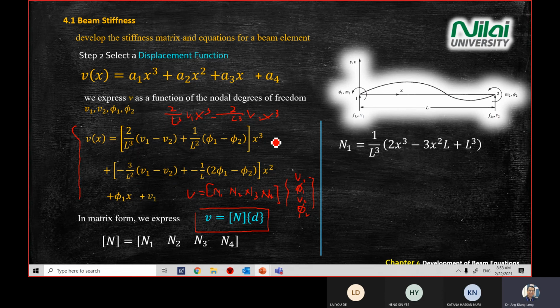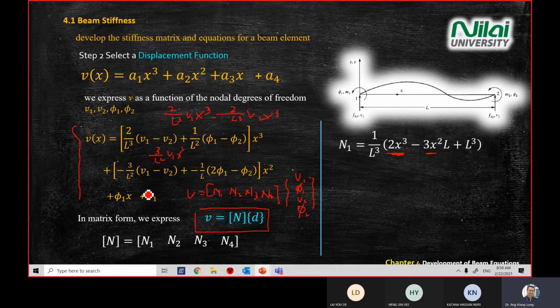Means you group all the V1 together, you get N1. So for example, how do you get this one? The first one, you will get 2x power 3 here if you expand the first one. If you expand number 2 here, you will get 3L square V1 x2. So you have negative 3x square here. Why do we add an L over here? Because for the second term, if you expand this one, your L is power 2. But if you factor out L3, you have to add another L at the back of the term here.